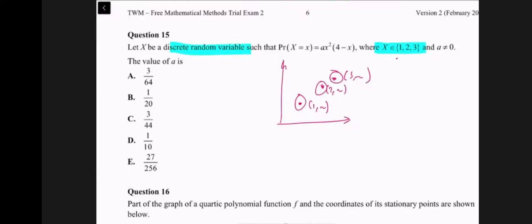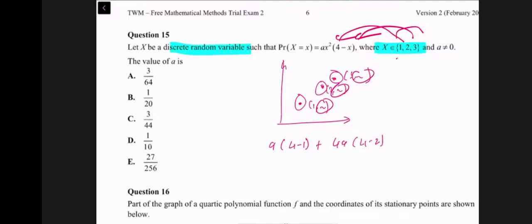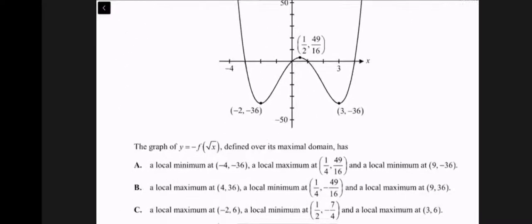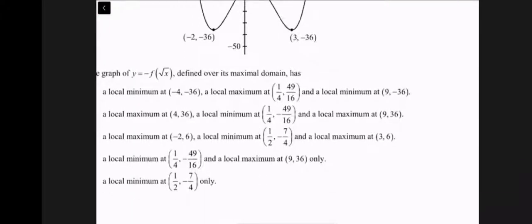So if we're trying to find, again, since they've not given us any other information, we just have to assume that the addition of these y values is equal to 1. So all we have to do is sub x equals 1, 2, and 3. So a times 1 squared, which is just 1, 4 minus 1, plus 4a, because that's 2 squared, 4 minus 2, plus 9a, 4 minus 3 equals 1, and then just solve for a, and you should get 1 on 20. So I think the notation here might throw you off, or if you're not paying attention. But that's like the only hard part about that question.